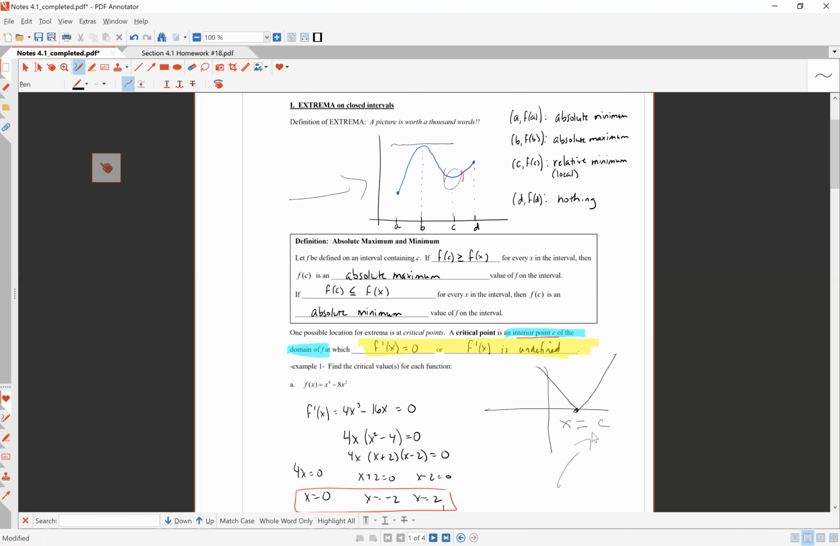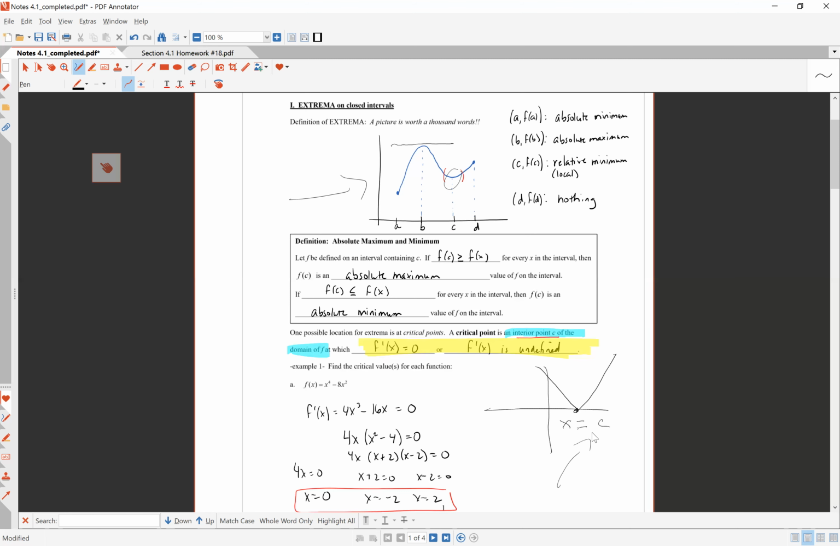Let's look at these few examples right here. If you look at the endpoints, this endpoint right here is the absolute maximum, and this would be the absolute minimum right here. If you look at the second coordinate, the graph doesn't go down any further than that.